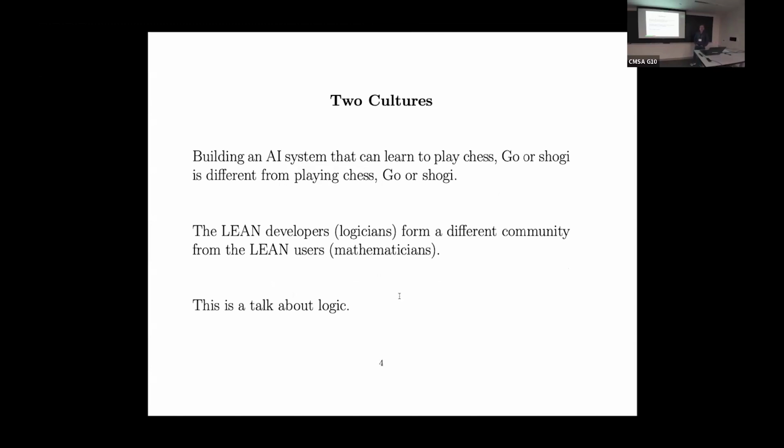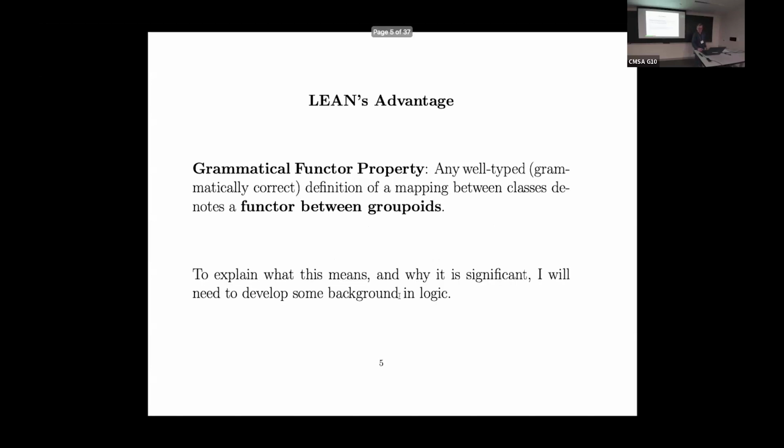Okay, I want to start by pointing out that there are two cultures. When you build a system that plays Go or chess, it's very different from being a person who plays Go or chess. So the AI construction community is a different community. I have this feeling that the Lean developers are really logicians, and logicians are a different community from the mathematics community. I'm a little concerned giving this talk because many of you are in the mathematics community, and I'm going to be talking about logic, which I'm not sure everyone is going to be excited about. But this talk is about logic.